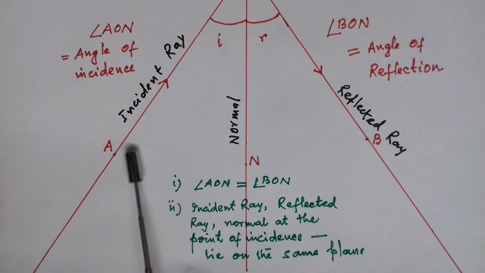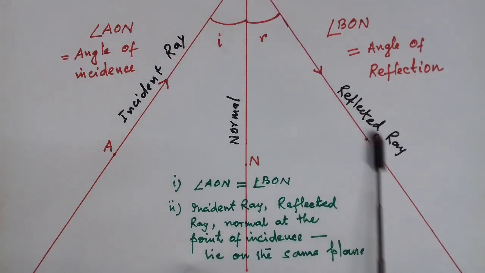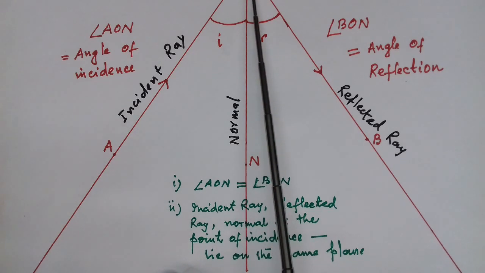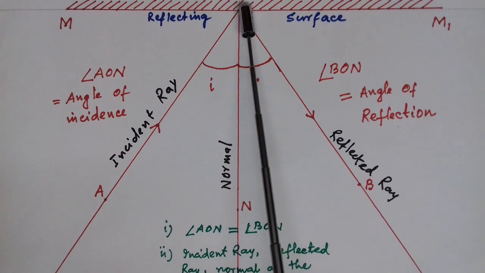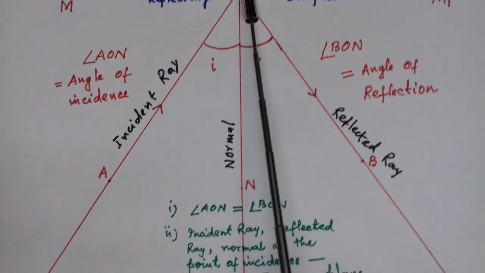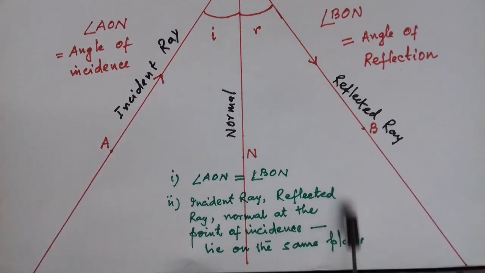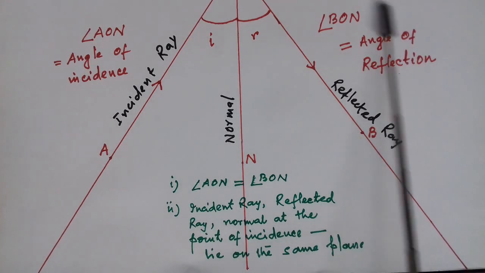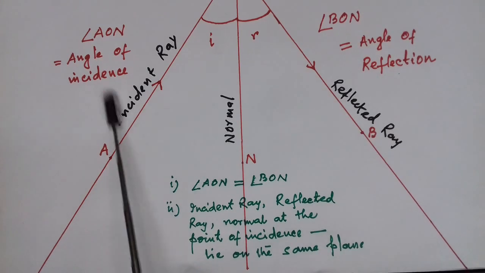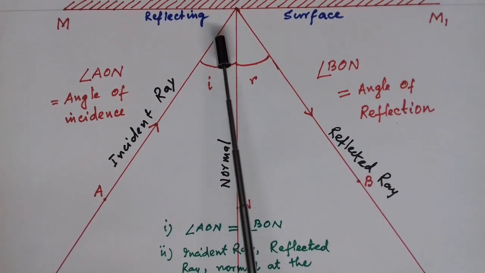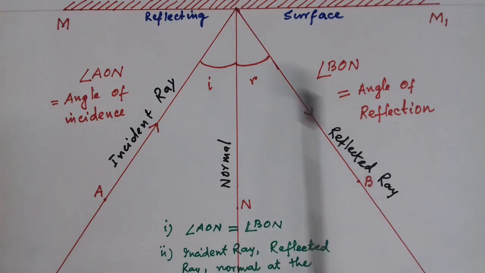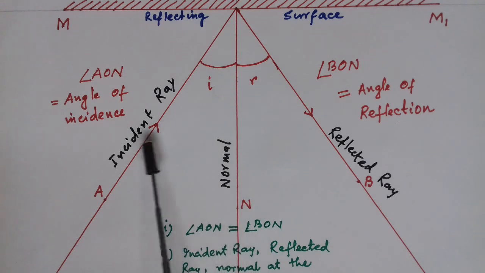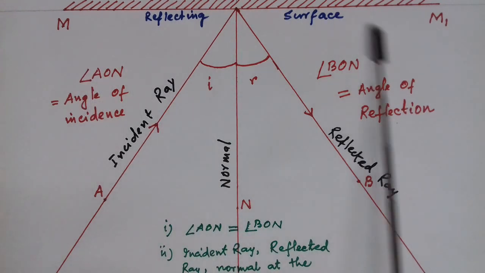One more thing: the incident ray, reflected ray and the normal at the point of incidence all lie on the same plane. What is the plane here? This paper, the plane of the paper. See, all lie on the same plane: the incident ray, the reflected ray and the normal. All three lie on this plane, this paper.